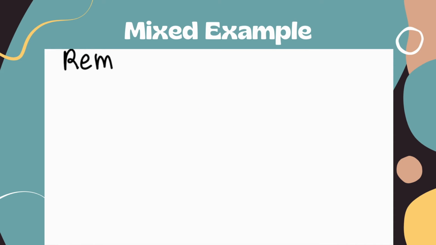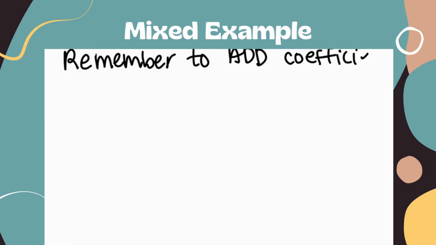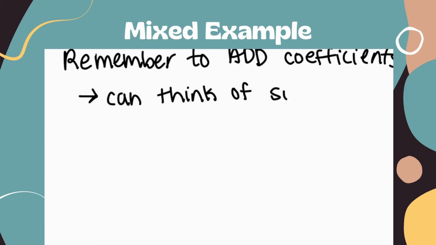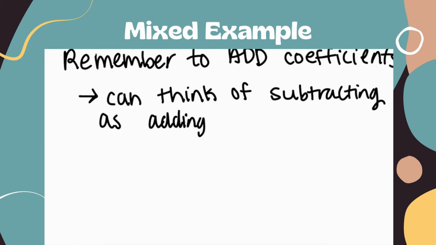Okay, we're going to review what we've just learned. So remember, when you're combining like terms, all you do is you find your like terms by looking for terms with the same variables raised to the same exact exponents. And then you just add your coefficients. This is because you can think of subtracting as adding a negative number, right? Or you could just think, okay, I'll add if it says add, and I'll subtract if it says subtract.